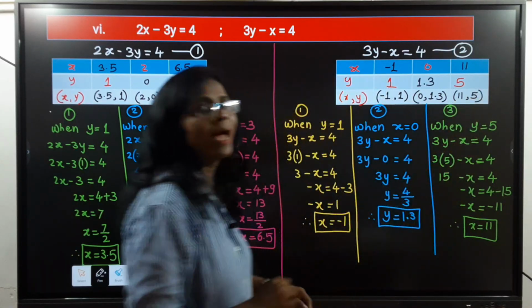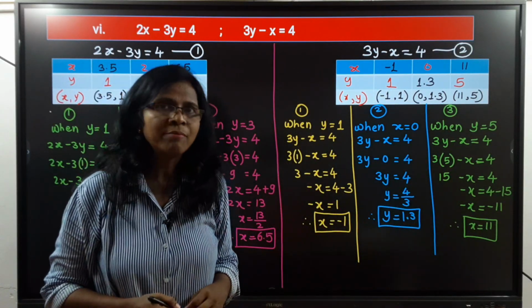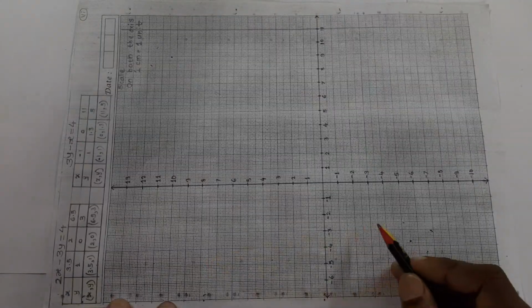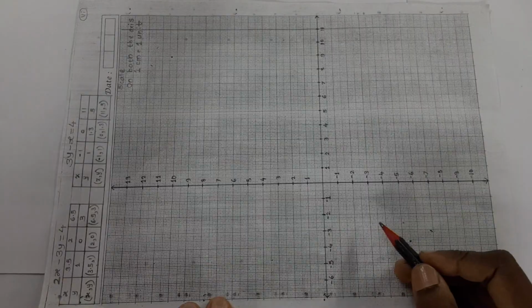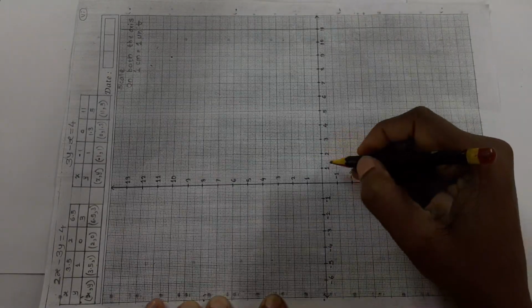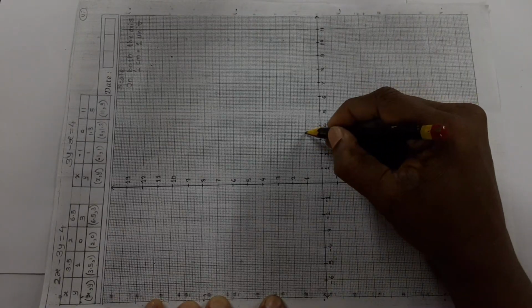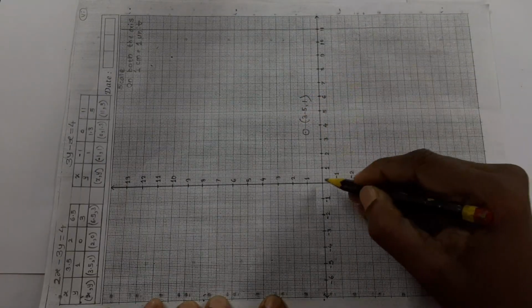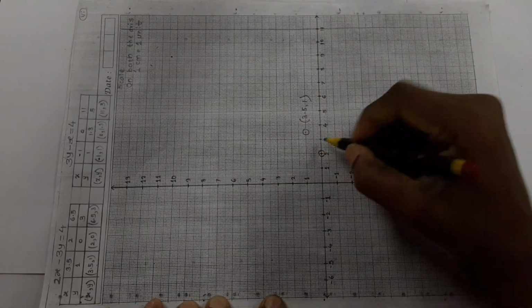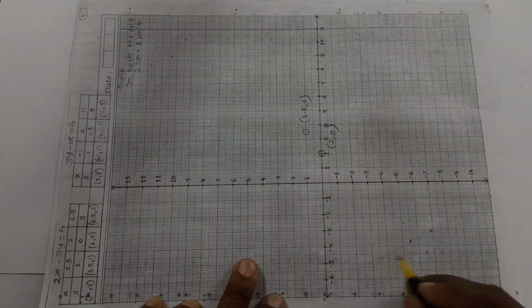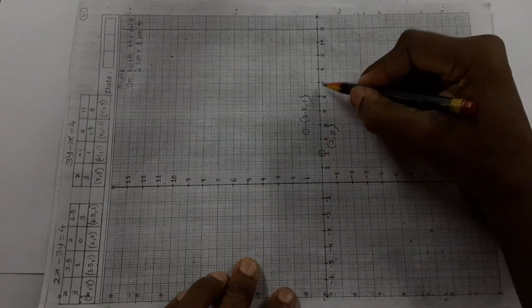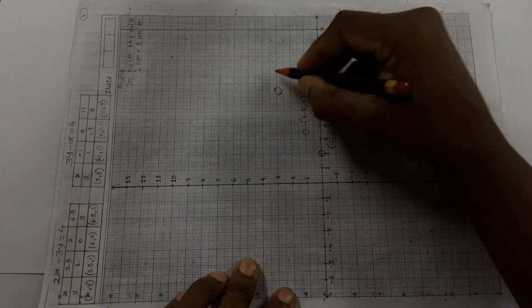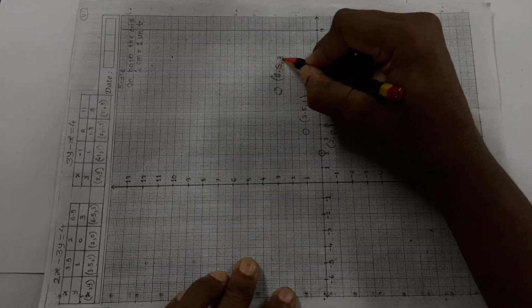So now, students, we are ready to plot the coordinates on the graph paper. Let us draw the graph. First, plot the coordinates for the first equation. First coordinates 3.5, 1. So this is the position of 3.5, 1. Then 2, 0. So 2, 0 is this position. So I write 2, 0. Then here 6.5, 3. So 6.5 on the x-axis and 3 on the y-axis. So this is the position of 6.5, 3.